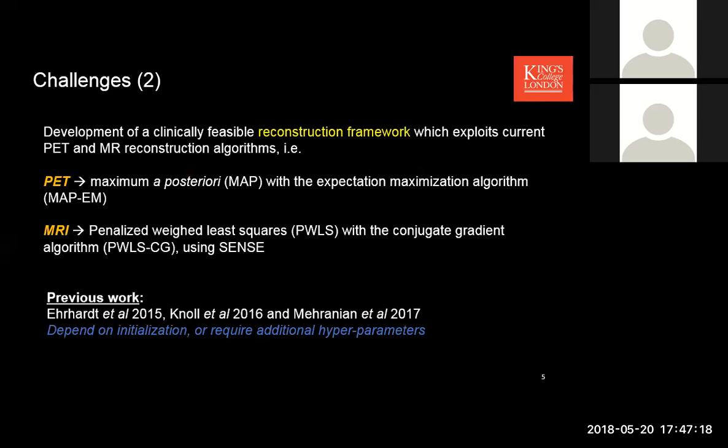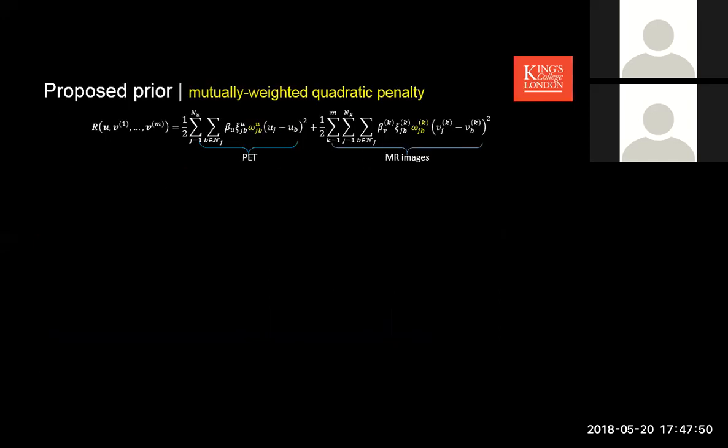Very robust method in our experience. And for MR, to use a well-known method there, the conjugate gradient algorithm with a penalized weighted least squares combination. So basically a penalized weighted least squares, using conjugate gradient. That's bread and butter for MR, bread and butter for PET. Can we put the two together and avoid some of these more demanding algorithms requiring extra hyperparameters, sensitive to initialization, and so on? So those are the two challenges addressed in this work.